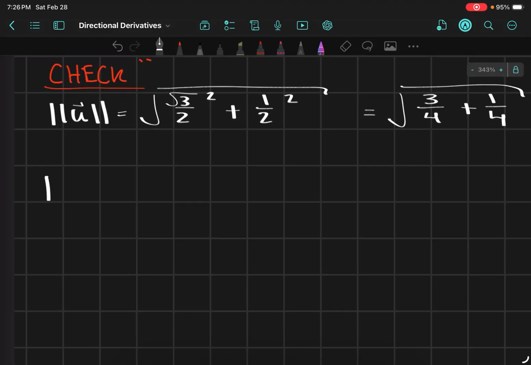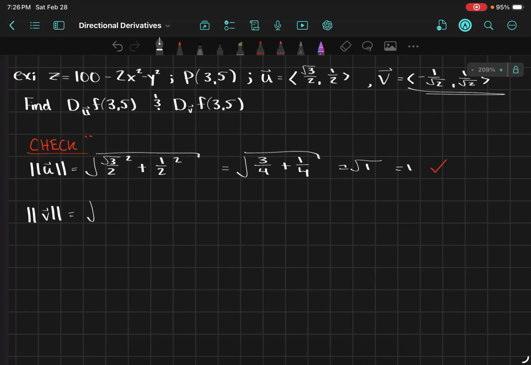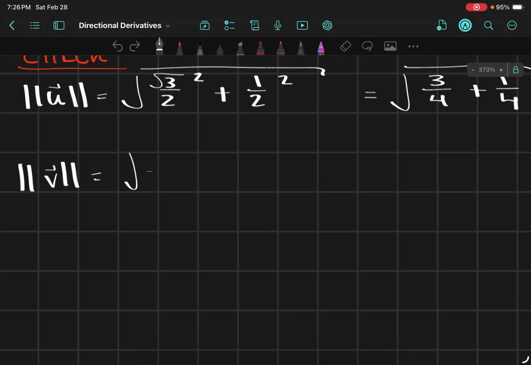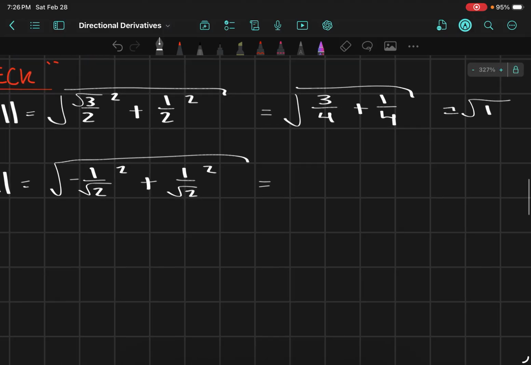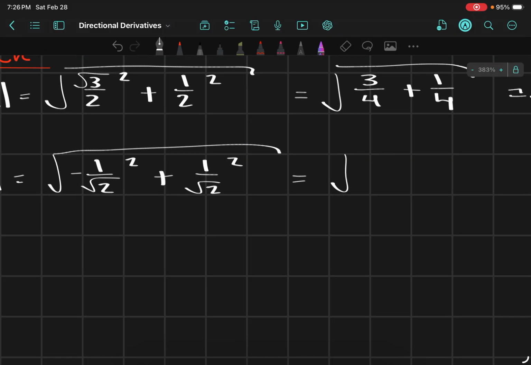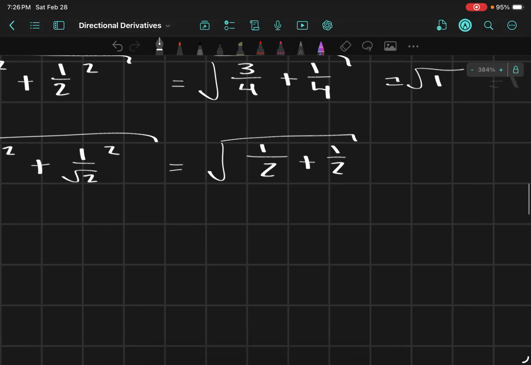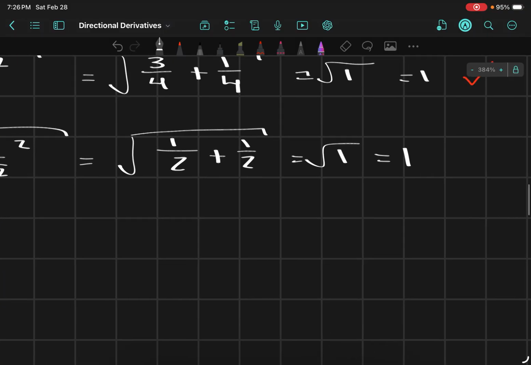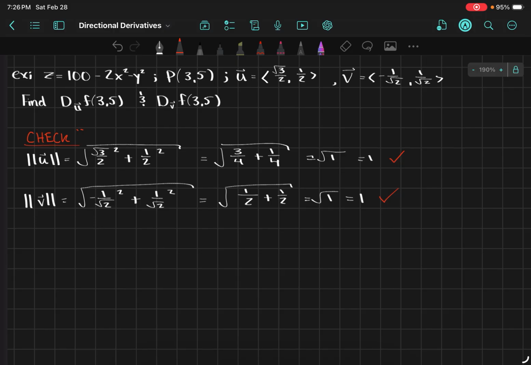Let's go ahead and do it for our v now, which is going to be the square root of this vector here, negative 1/2, 1 over square root of 2, plus 1 over square root of 2 squared. Same thing. Let's just go ahead and do the algebra here. We have 1 squared is 1 over 2 squared is 2, plus same thing over here. 1/2 plus 1/2 is going to equal 1. Square root of 1 is equal to 1. Therefore, we have 2 unit vectors. So we are good to use both of these vectors when finding the directional derivative.